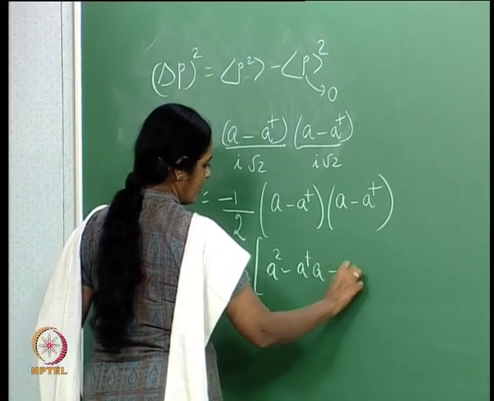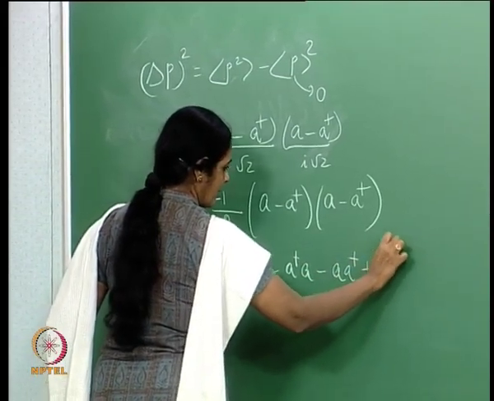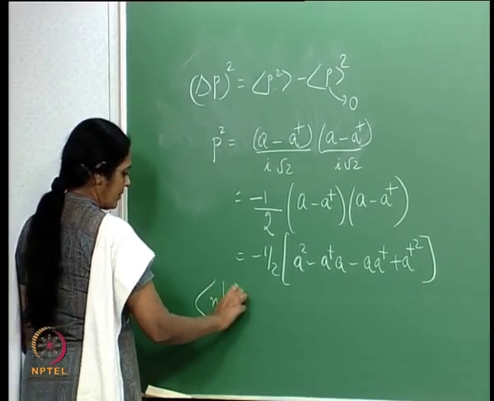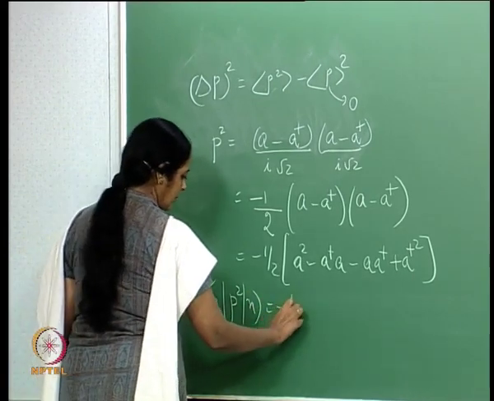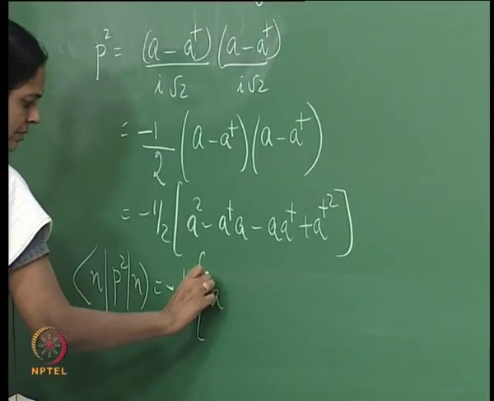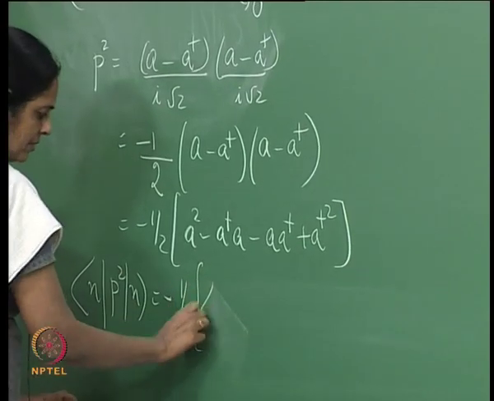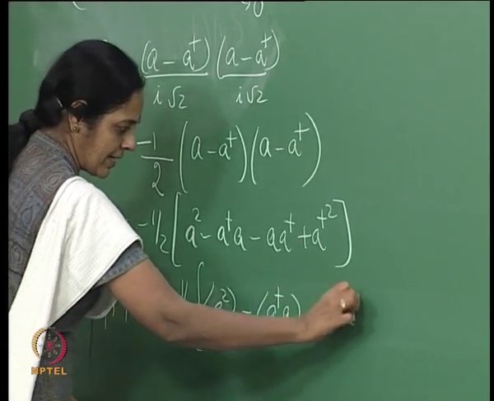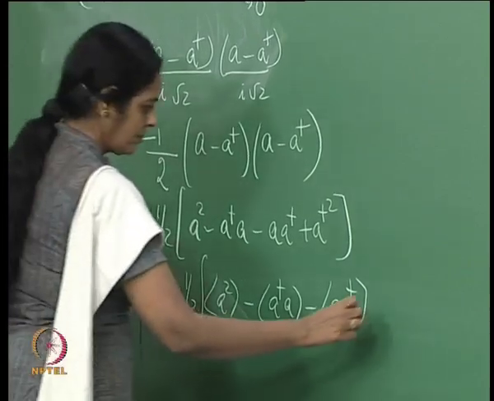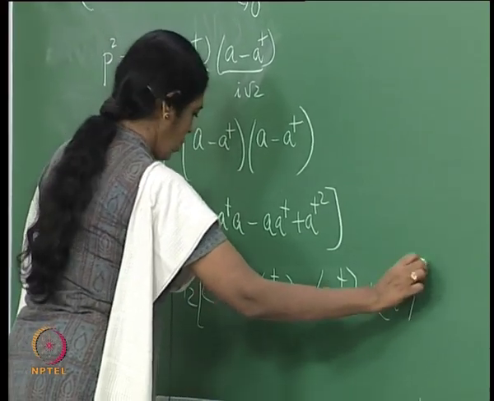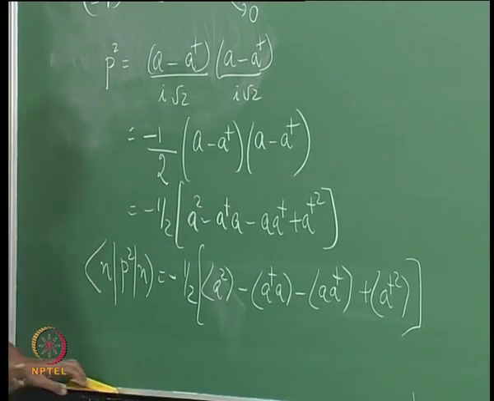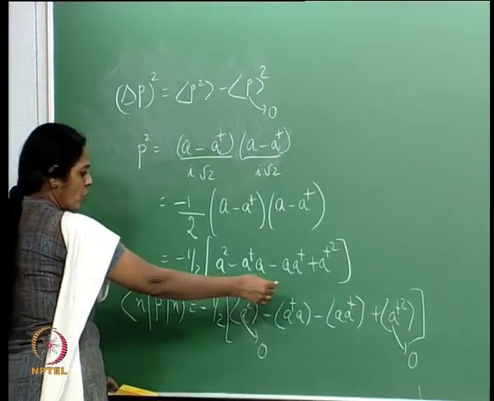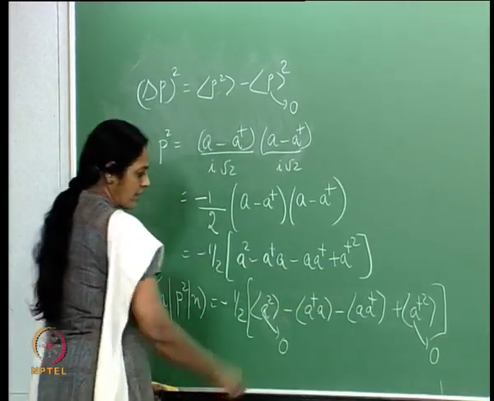So, I can expand it and write it in this manner. I need to find <n|p squared|n>, and that is minus half expectation a squared minus expectation a dagger a minus expectation a a dagger plus expectation a dagger squared, all expectation values obtained in the state n. As before, this is 0 and so is this. I need to only worry about the contributions from a dagger a and a a dagger.